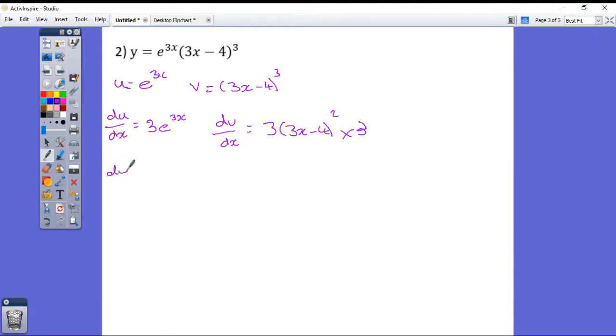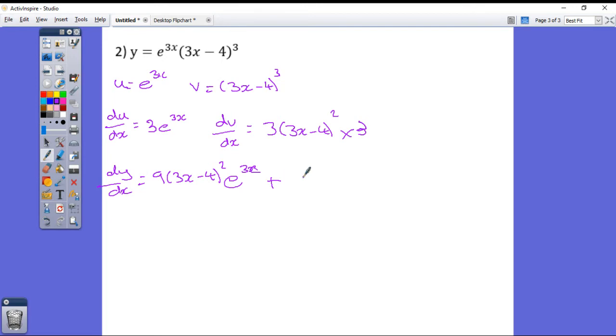So now I can do my dy by dx, times these two things together. So I am going to put this one first. I'm going to make that 3 times 3 a 9, 9 lots of the bracket squared times by e to the 3x. And then add that together, the multiple of these two things.